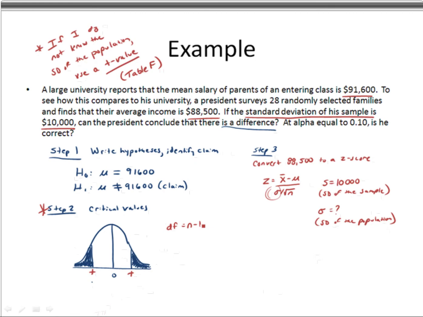Okay, now notice that this table doesn't require that you split that into two sections. All right, so I'm just simply going to be on the row that says two tail, and I'm going to go over to point 10. So you should be looking at the second column of numbers. And then the sample size is 28, so I'm actually going to go down to 27, which is going to be one less. And I should have as a t-value 1.703.